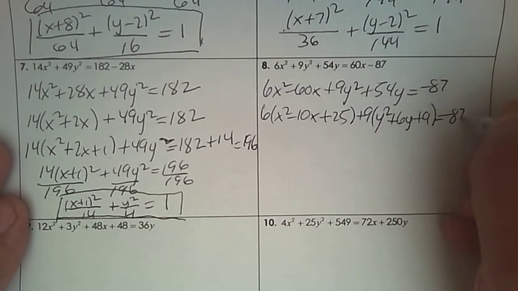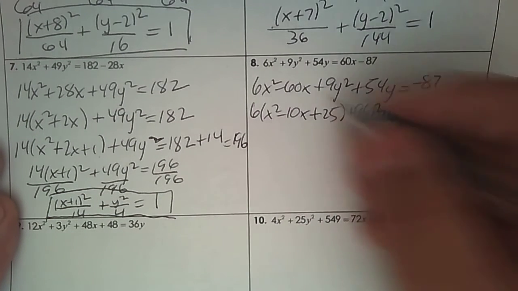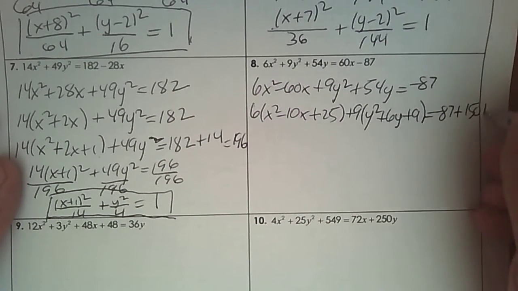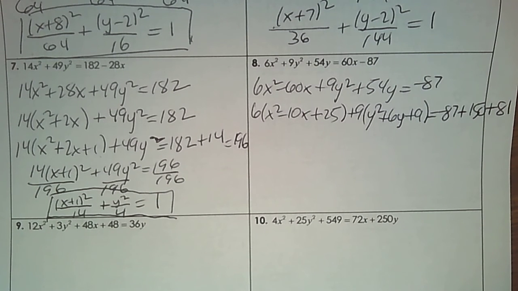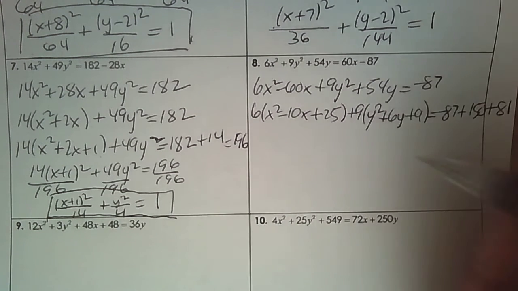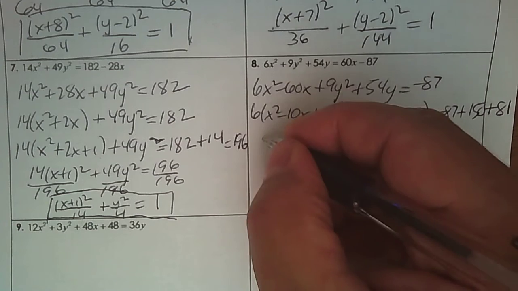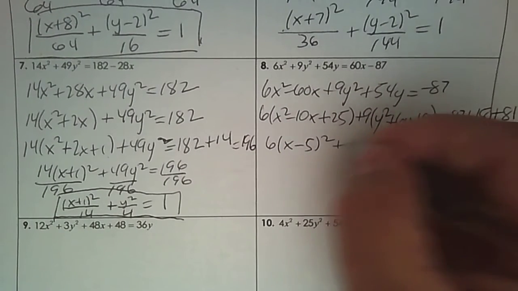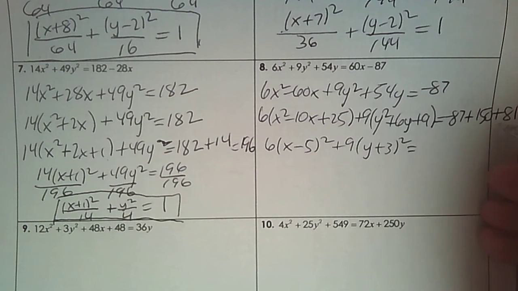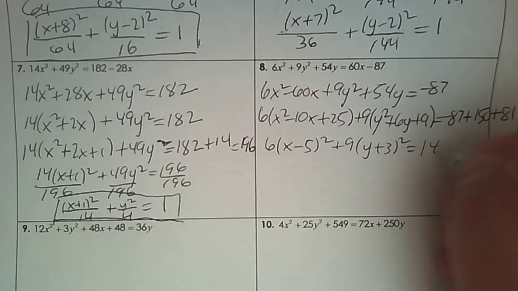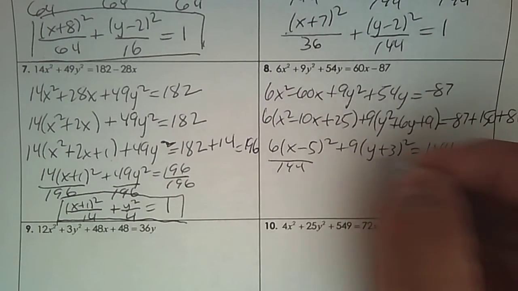Be careful. What number am I adding to the other side? So 6 times 25, that's 150. 9 times 9, that's 81. So combine the terms here. So first of all, this I'm just going to factor. That's x subtract 5. This is y plus 3. Now on the right side, negative 87, 150, 81, that's 144. Divide everything by 144.